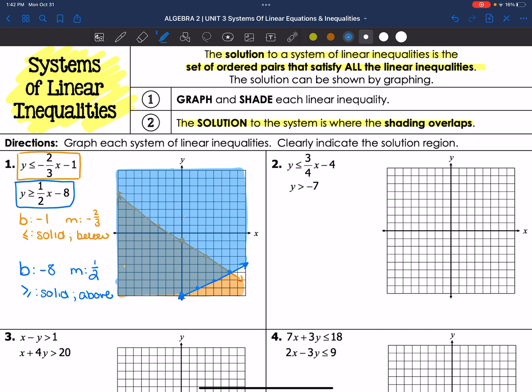So now that we've done part 1 and we have graphed and shaded each of our linear inequalities, now let's move on to step number 2. The solution region is where that shading is overlapping. So where do the orange and the blue overlap? That's going to be right in here. I'm going to put a big S for solution. That is my solution region.